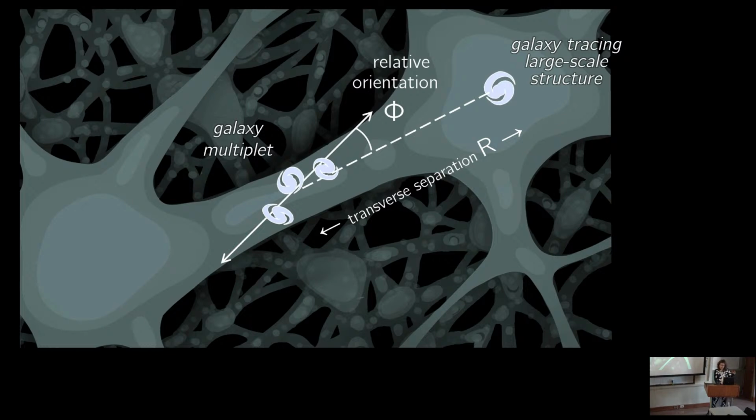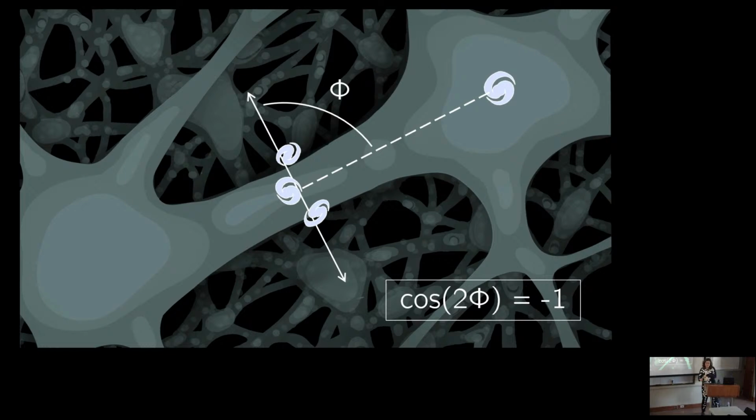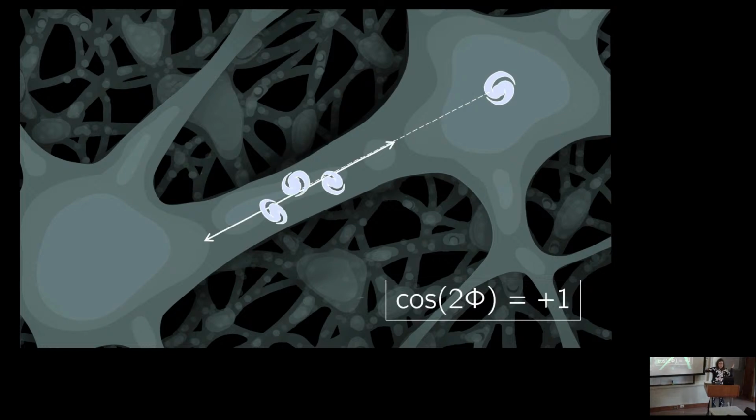If you're used to seeing things with higher-order clustering, this is similar to a very squeezed 3-point correlation function. The y-axis on my plots will show cosine 2 of this angle as a function of r. If multiplets on average have some tangential alignment with the large-scale structure, this is -1. If you have maximum tidal alignment, this is +1. And if there's no correlation, you'll see 0.